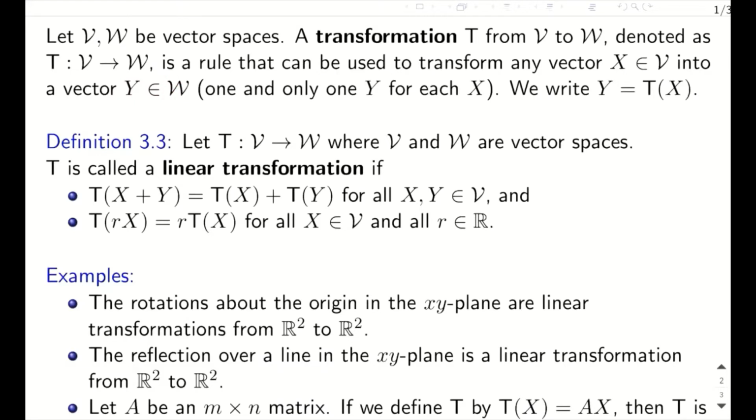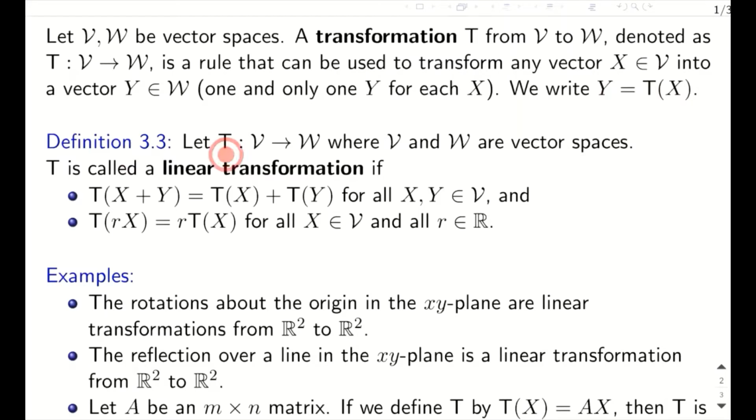Now, the important thing is that for every X in V, there will be something in W associated to X. And that Y is going to be unique, one and only one. You cannot have something like one x corresponding to two y's in W. And we are going to write y equals T of x.